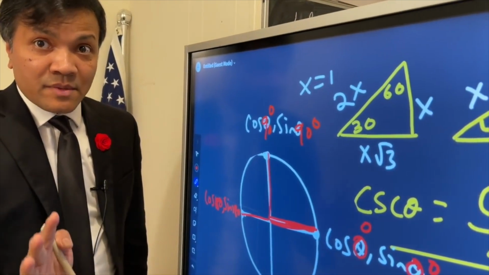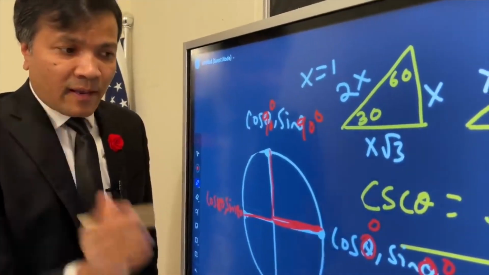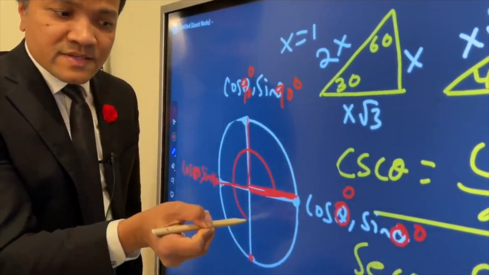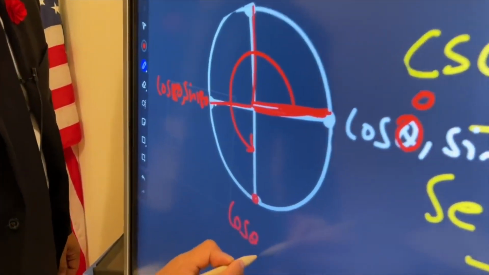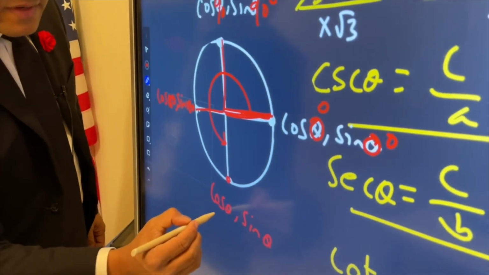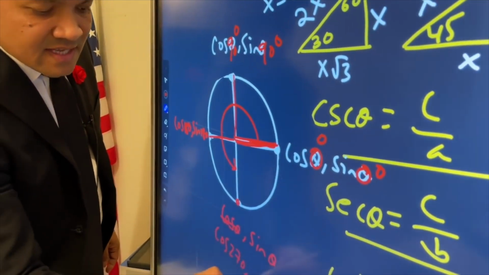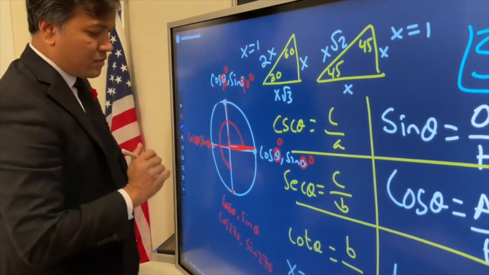It's a good time to tell you how you draw an angle. It always starts from the x-axis and goes counterclockwise. All right, so this one must be cosine theta and sine theta. What is this angle? 270. So this is cosine 270 and this is sine 270. Get it?